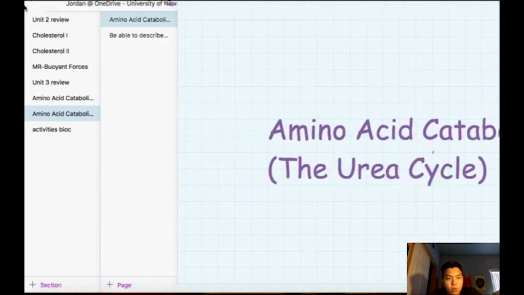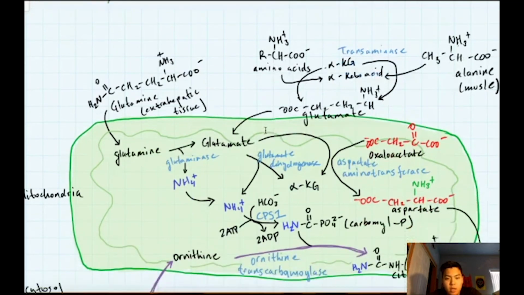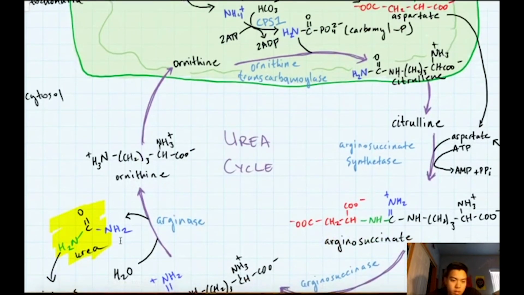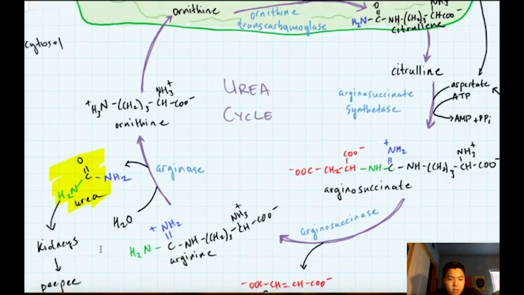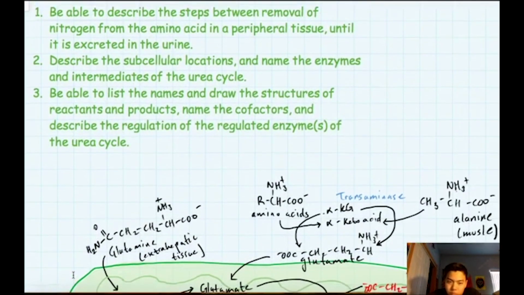And so we are going to talk about the urea cycle, which is basically a way for us to allow for amino acid catabolism, but also safely excrete these nitrogenous products in a safe form known as urea. And we basically just pee it out, right? It goes to our kidneys and then we pee it out.